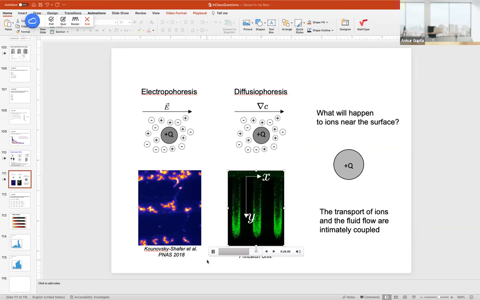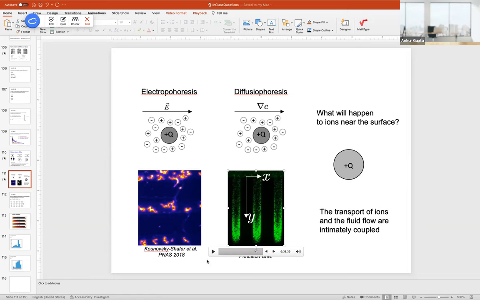let's say if I have the surface positive Q on the right hand. So this is obviously a complex system. Let's try to simplify it. If I have a particle Q, what would happen to the negative ions? They will go closer to the surface, right? And the positive ions will be repelled. That's what we have discussed.